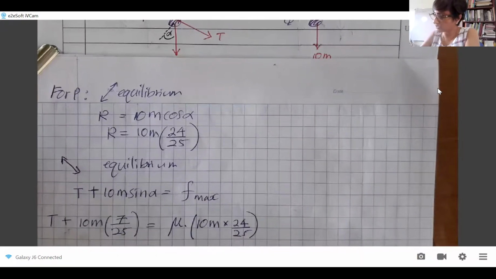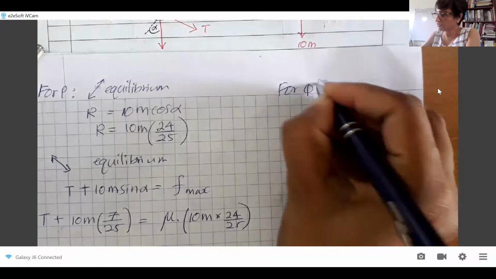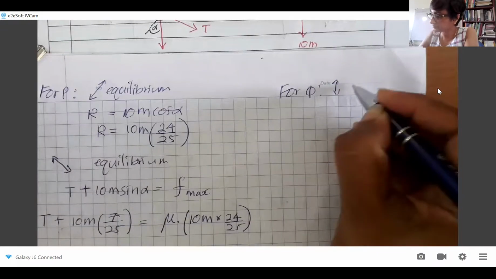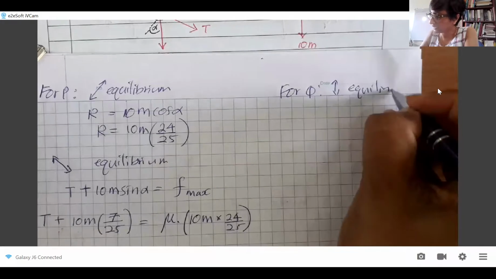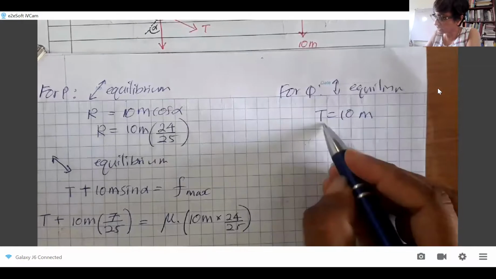Then I go to particle Q. For Q, vertical equilibrium, and I have T is equal to 10m. I can use that here.